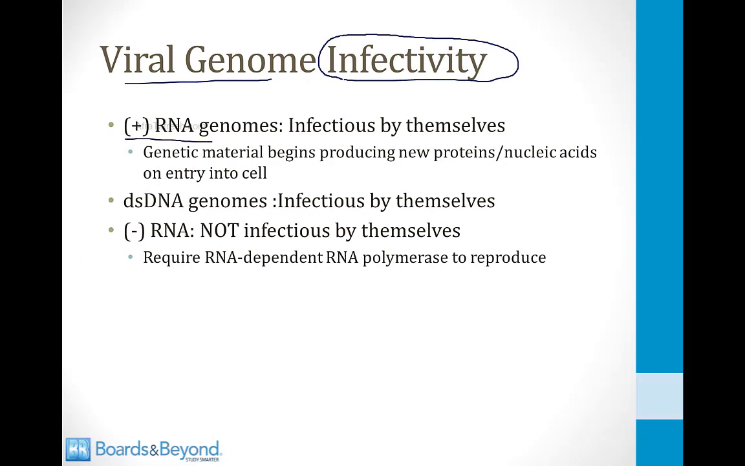So positive sense RNA genomes are infectious by themselves. Remember, those genomes look just like messenger RNA, so the genetic material begins producing new proteins, and using those proteins it makes new nucleic acids as soon as it gets into the cell. There are no extra enzymes required, just the nuclear material itself inside a cell can lead to production of more viruses. The same thing is true for double-stranded DNA genomes. These are infectious by themselves, because if they get inside a host cell, there is machinery already present in that host cell to start using them as templates to make proteins and new virus particles.